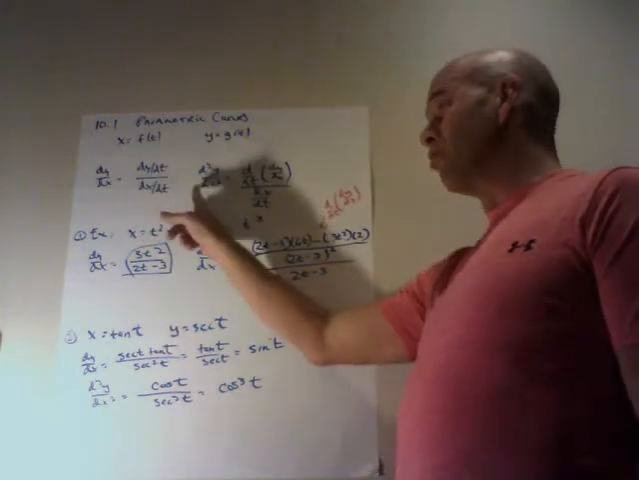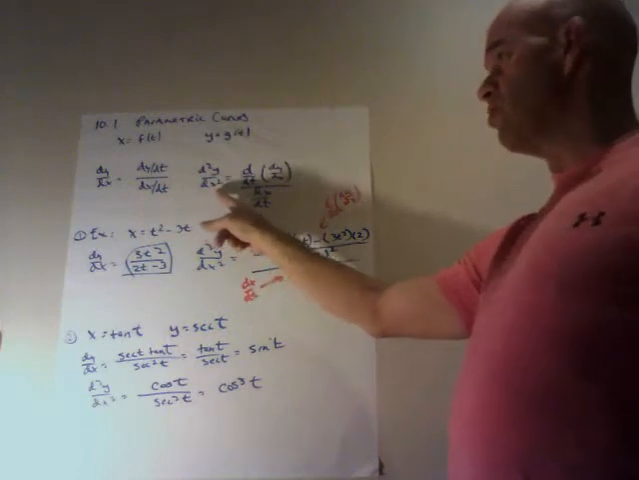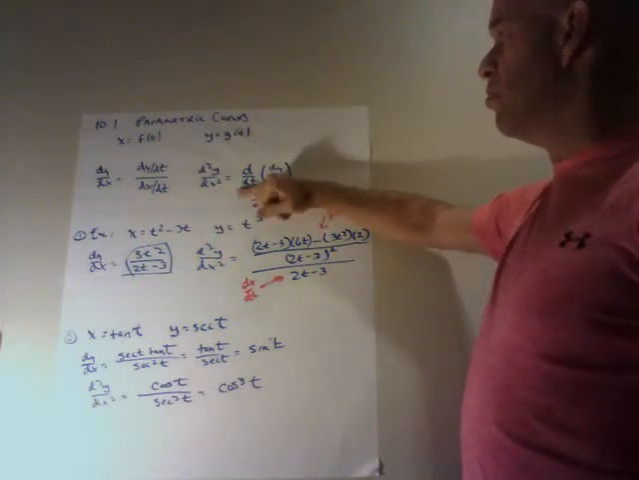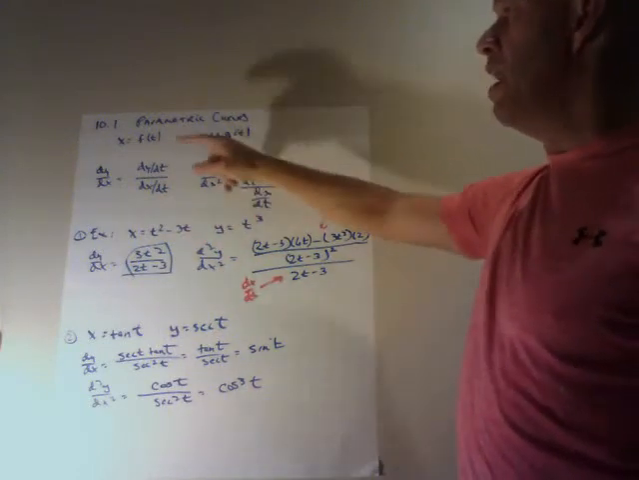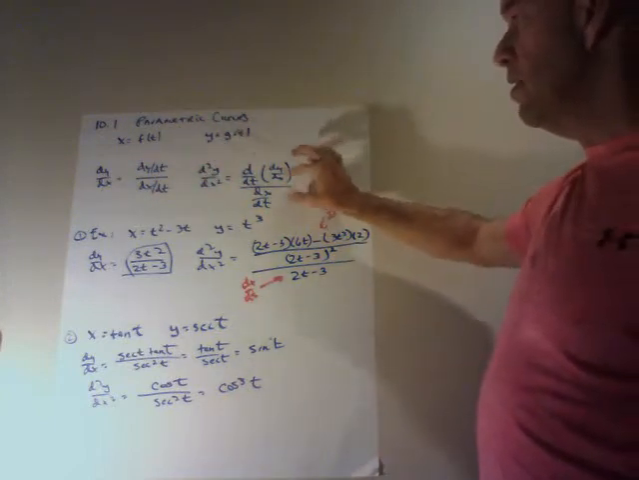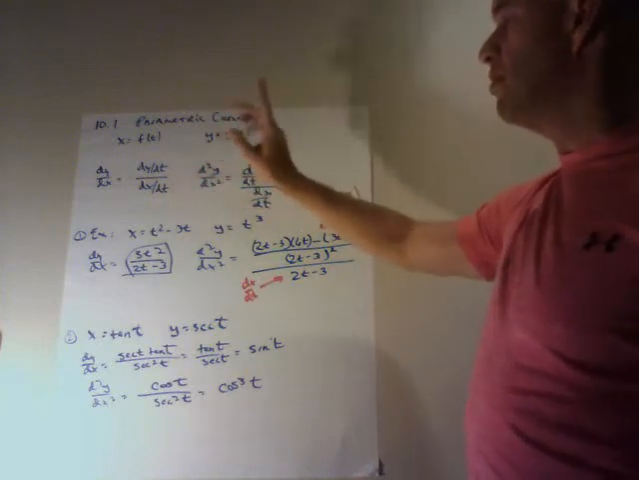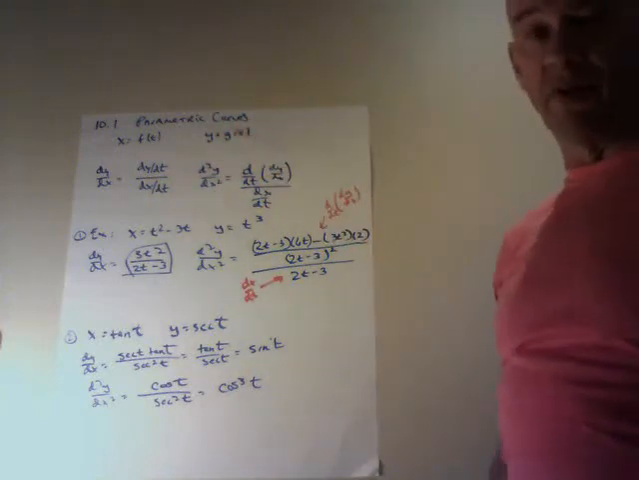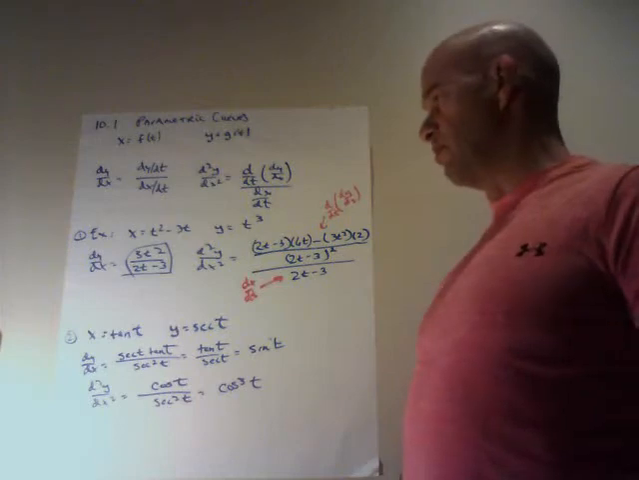And then the second derivative, d squared y over dx squared, pay attention to this. It's the derivative with respect to t of dy/dx divided by dx/dt. So it looks like this, but that causes a little confusion. But let's see how it plays out with examples.